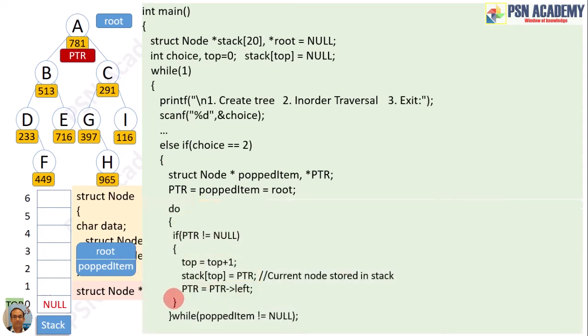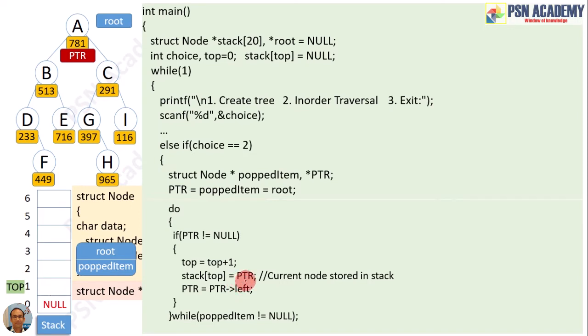This is the do while loop, and this loop will run until we get a popped item that is equal to null. At first, we check whether PTR is null or not. If PTR is not null, this if block will work, and there is an else block where we will handle when PTR is null. Now here you see that PTR is not null, that is, it is standing at 781, so we get inside, and here top is incremented by 1. So top goes to 1 now.